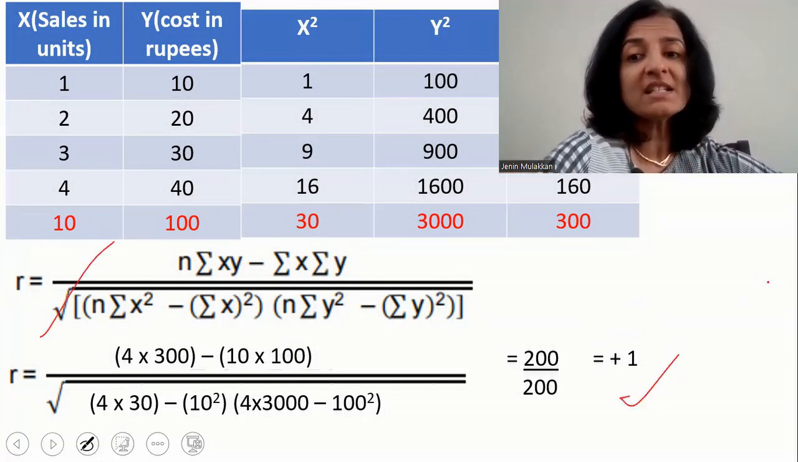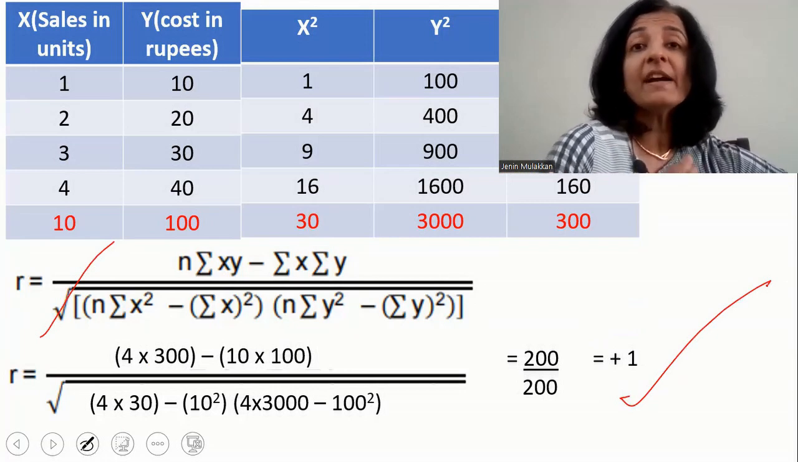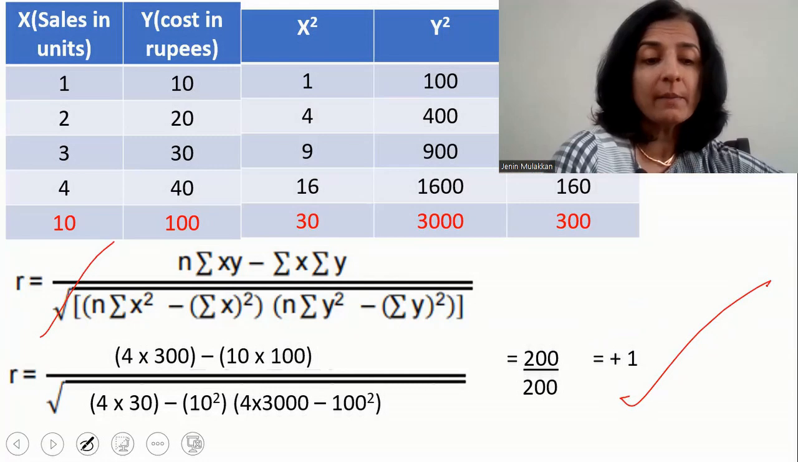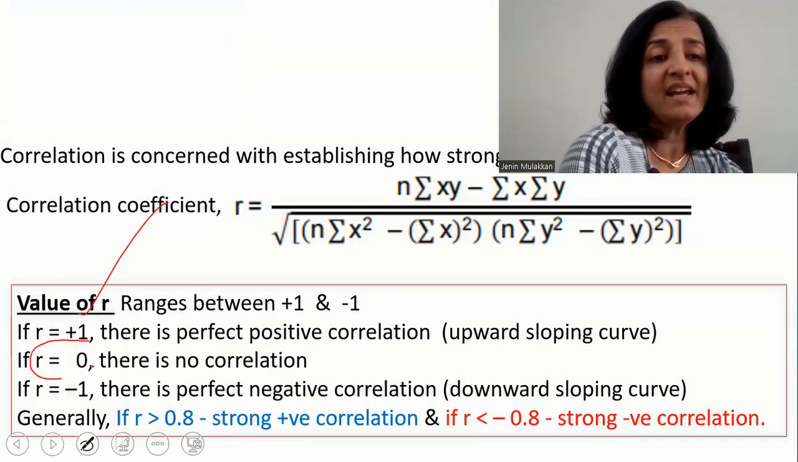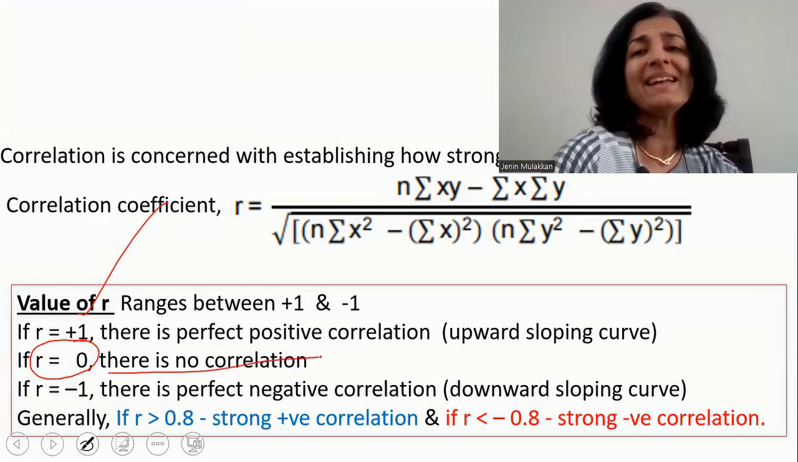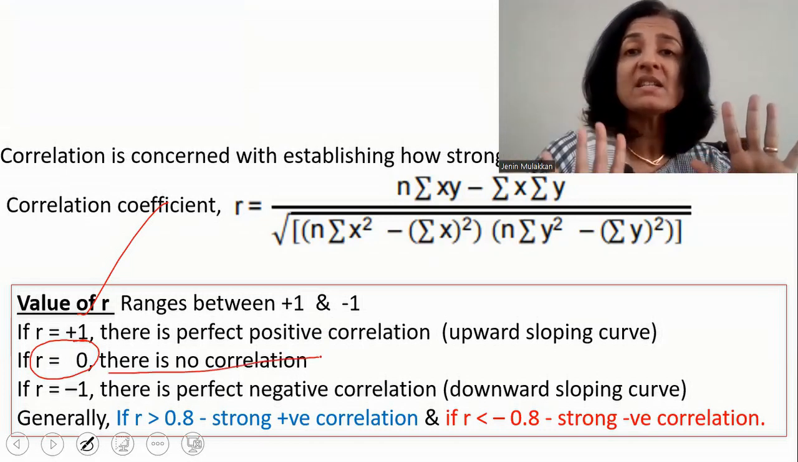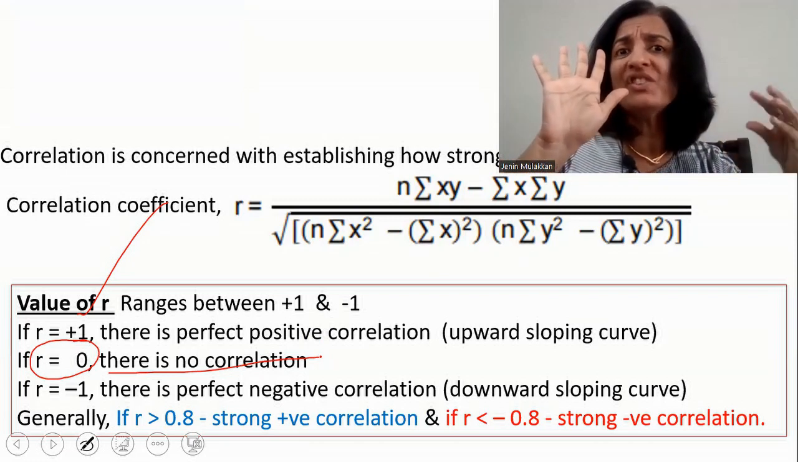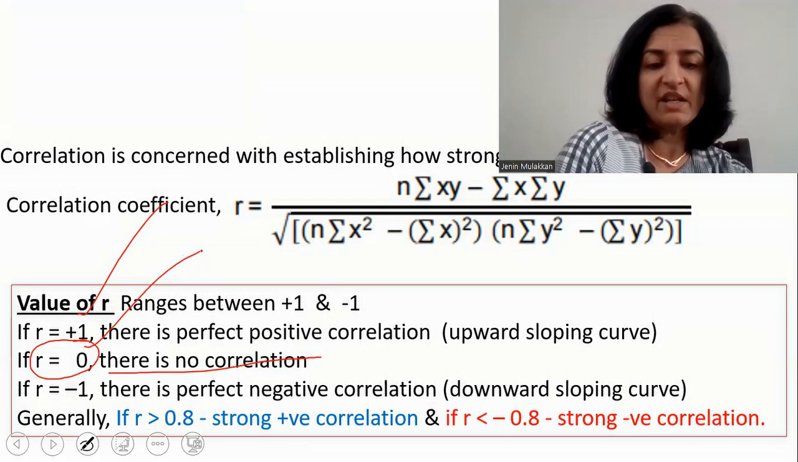And if you get the answer as +1, then you can immediately understand that it's a perfect positive correlation. So that's the meaning when R is equal to +1. Now, if you get the R as 0, then it means that there is no correlation. That is, X and Y are not related. That is when X changes, Y will not change. It is not dependent on X. So that is the meaning of R is equal to 0.